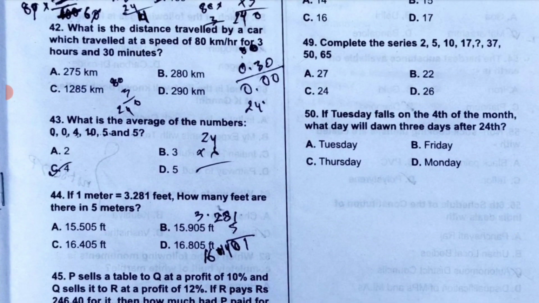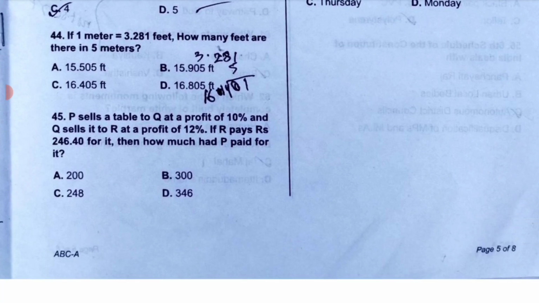42, 43. 42, and then 280 kilometer. What's the average of the number? Question number 43 is D. Okay. 45, what is the 45? A 200.